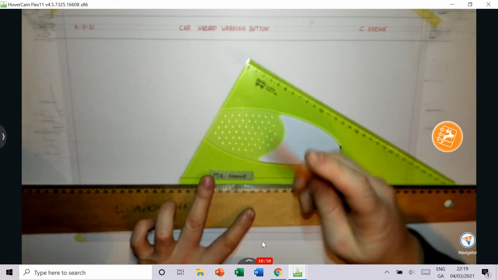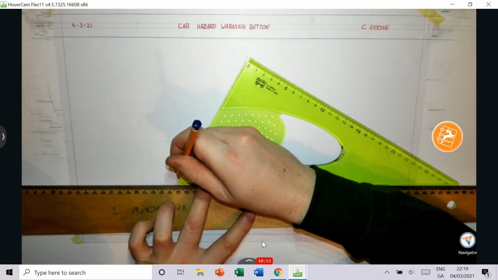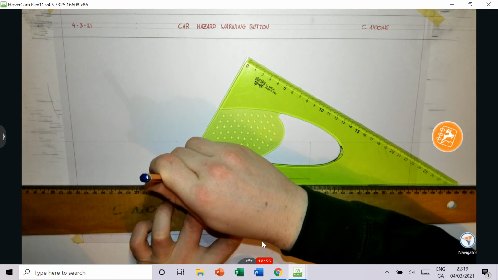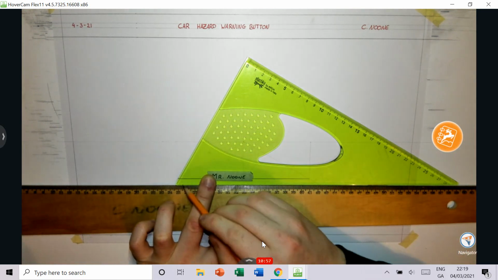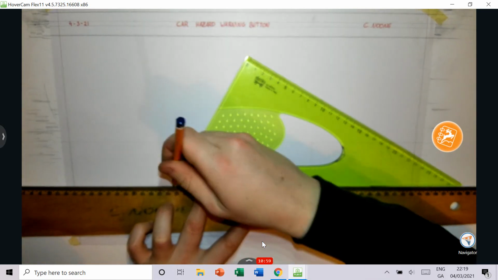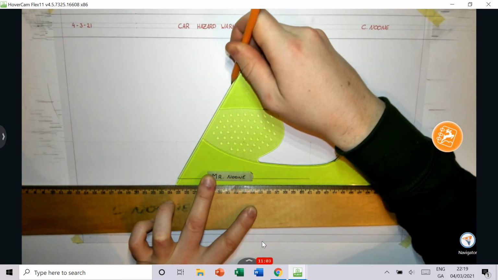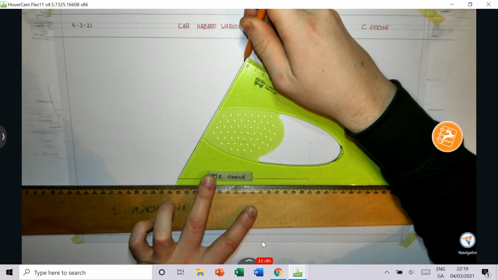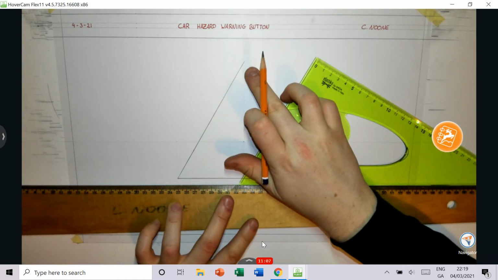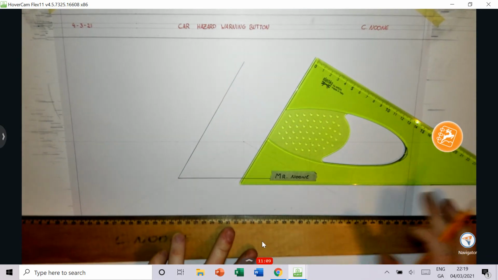So I'm going to line it up with this vertex of the angle, so one of these base angles down here, and I'm going to draw a firm line up until I meet the center line, which is just there. Okay, so just until I meet the center line.